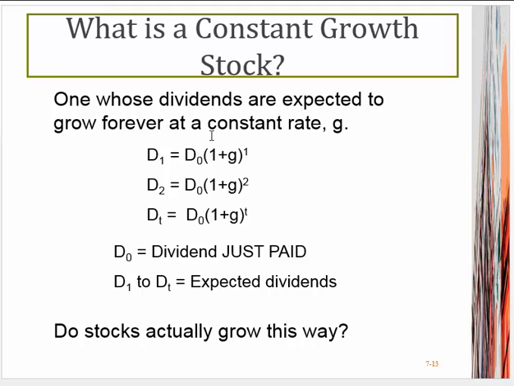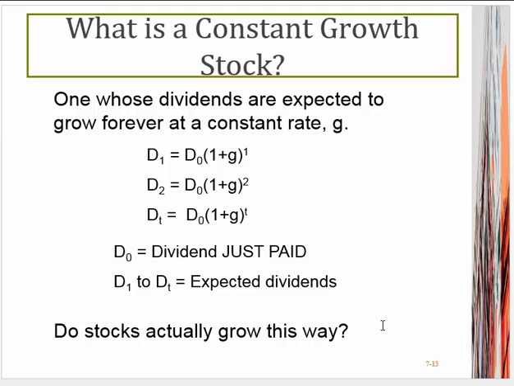So again, what dividends are we talking about? Well, D1 is the current dividend times 1 plus the growth rate, and this is the exponent. So this is just the future value of D0 1 year out. This is the formula for the dividend 2 years out, out to T. D0 is the dividend that you just paid.